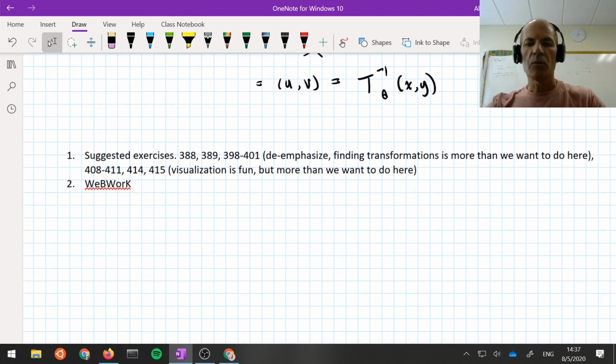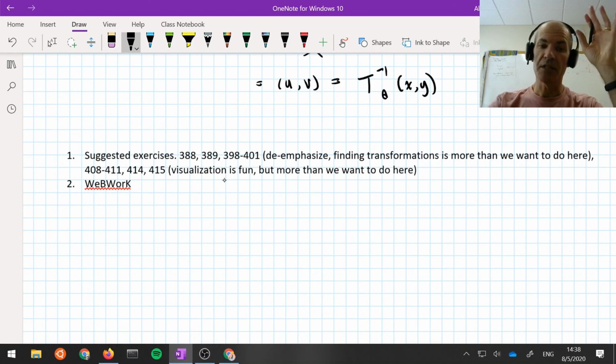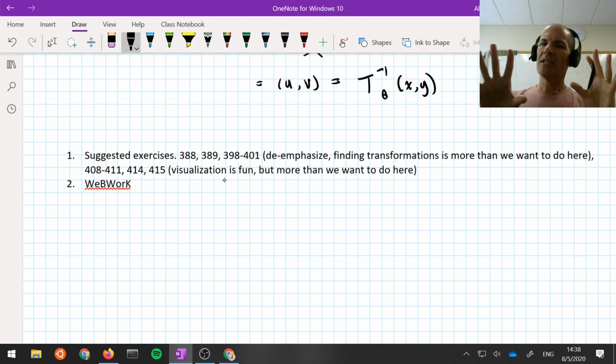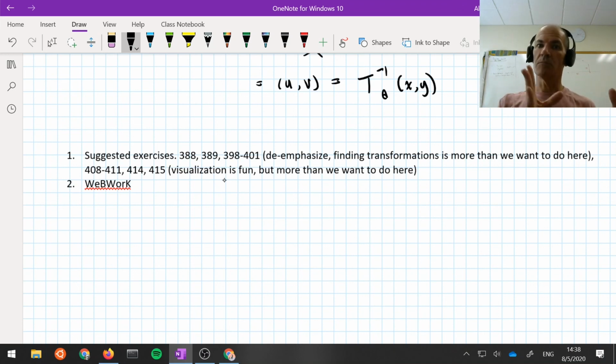Suggested exercises. I want you to de-emphasize 388, 389, 398, 401. Why? Because in these exercises, you're being asked to find a transformation that works, and that's a little bit beyond where I want to go with this particular section. The main reason I've done this is to expose you to some more abstract mathematics and to show you that there's more to life than calculus. The math department here isn't just Calc 1, Calc 2, Calc 3, Calc 4, Calc 5, Calc 6, Calc 7. It doesn't work like that. Once we get past Calc 3, the math branches out and gets into all kinds of different subjects, really interesting and very different from calculus.